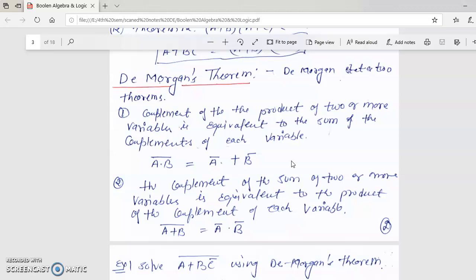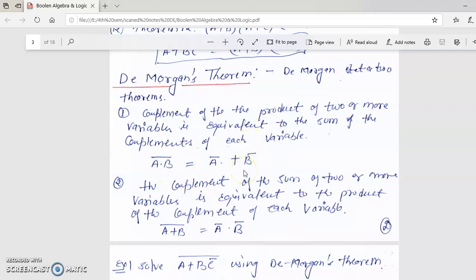Complement of the product of two or more variables. Here see a and b two variables हैं, इनकी complement है. ये लिखा हुआ है complement of the product of two variables and more, a dot b dot c का whole bar is equivalent to the sum of the complement of each variable. Means we can write it as a bar plus b bar plus c bar plus d bar and so on, if a dot b dot c dot d का whole bar. This is the first part.